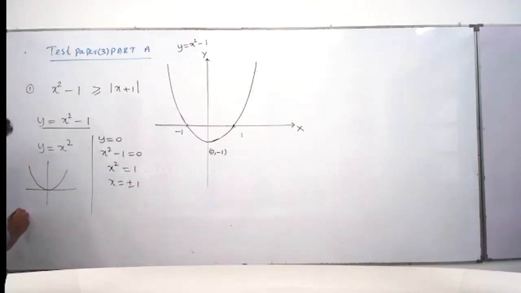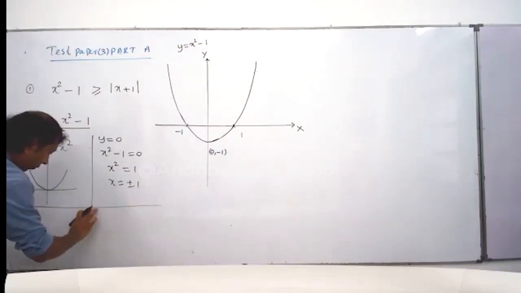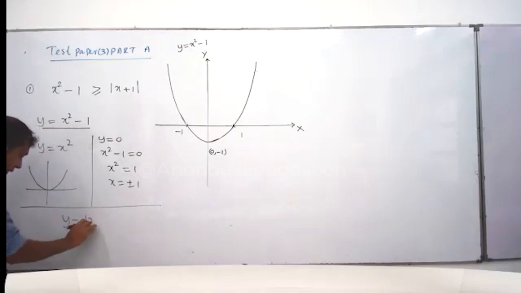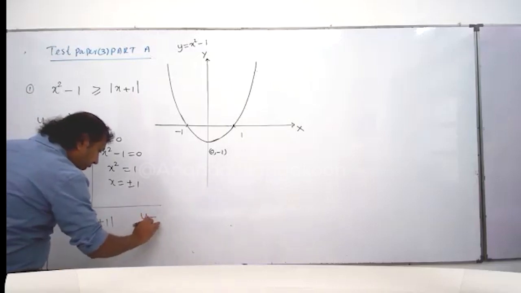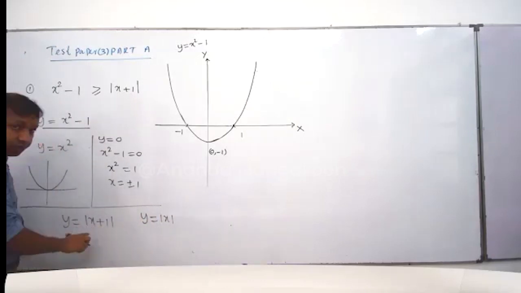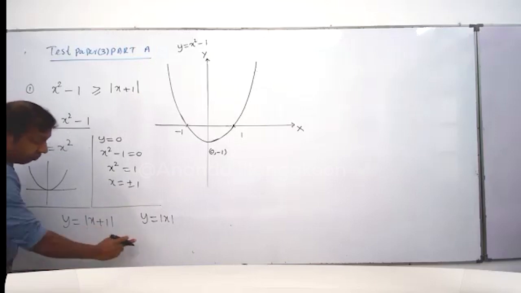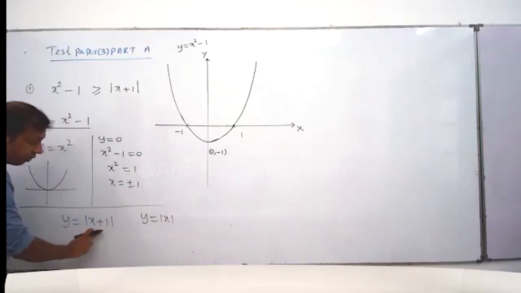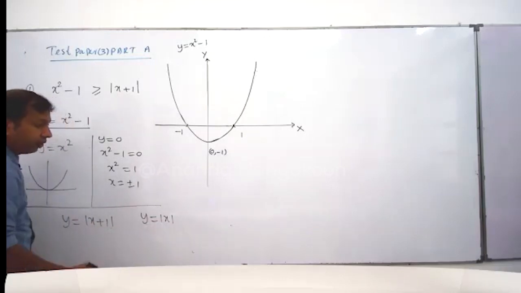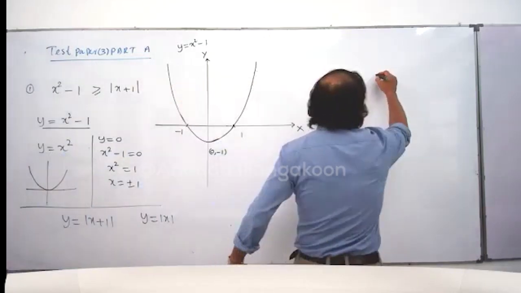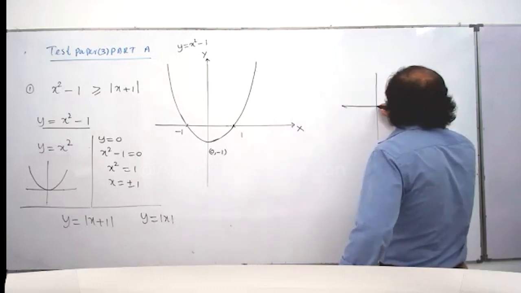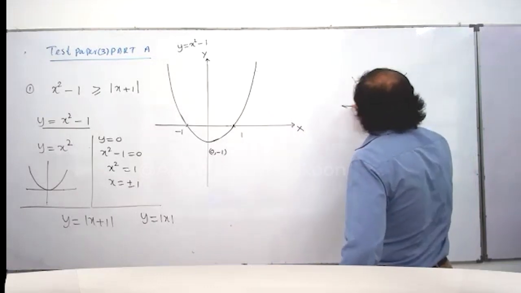Secondly, this graph we have to draw. It is y equals mod x plus 1. You know how to draw this mod x plus 1 graph? By using the y equals mod x graph, we can draw this one. The mod x graph is a V-shaped graph like this.